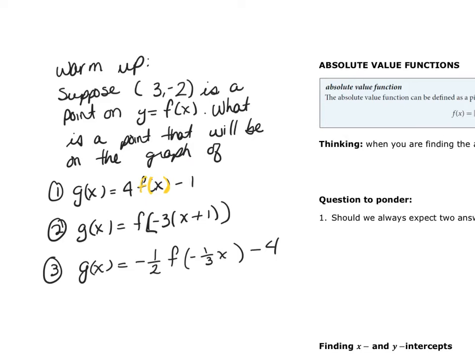So if it's not within those parentheses, it does the range. So if you recall from our transformations, we have g of x is equal to a f of b of x minus c plus d. These two are within my function, so they mess with the domain. That means that it's going to change the x values.